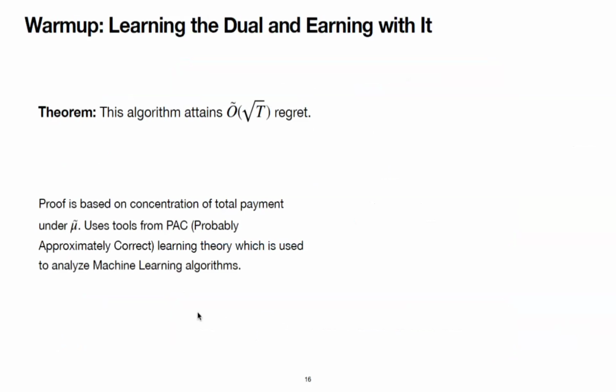So here is a warm up: this algorithm will get square root T regret. I'm not going to prove this, but basically it's based on a couple of things. One is that the Lagrangian dual is always going to be convex because it's a maximum of linear functions. So you use that and some first order optimality conditions along with concentration of total payment under this mu tilde.